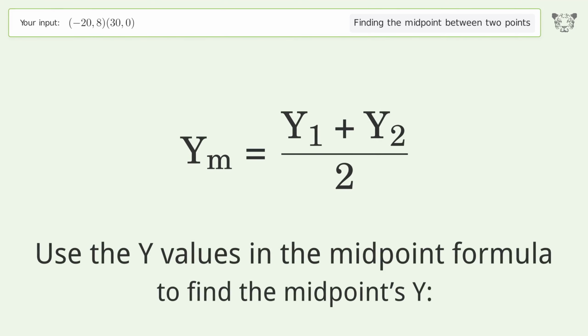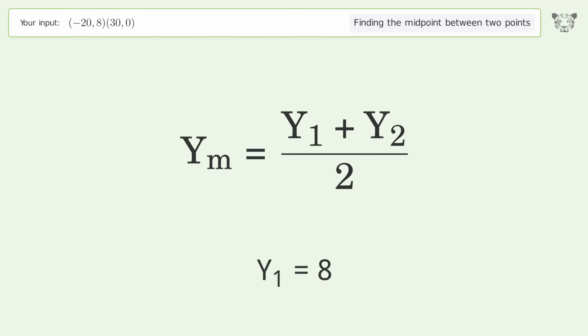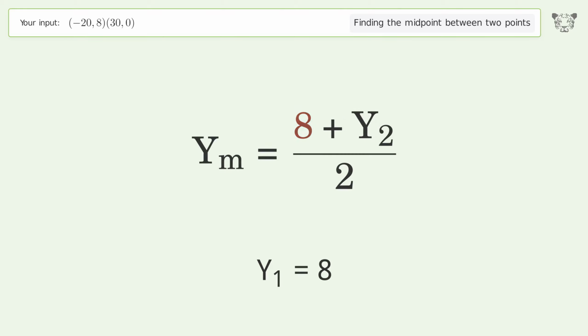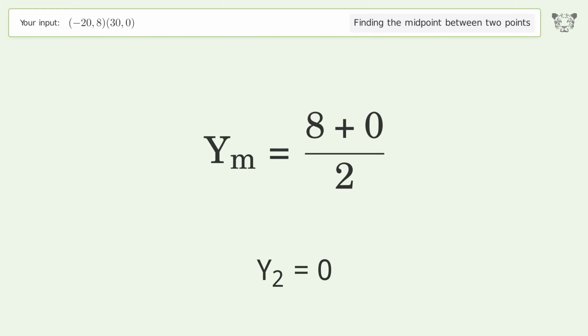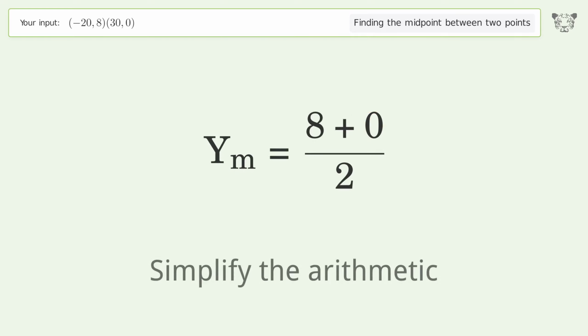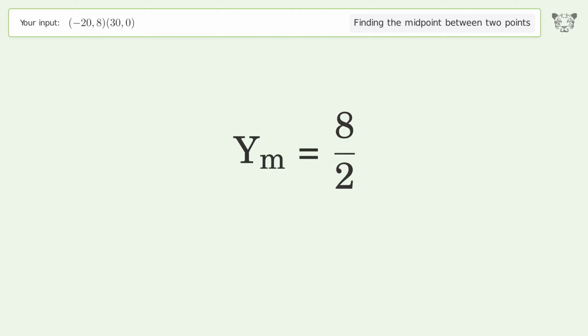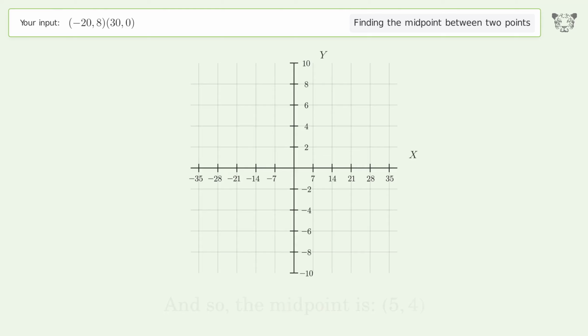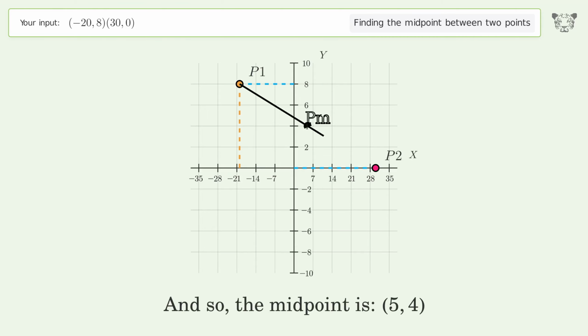Use the y values in the midpoint formula to find the midpoint's y. y1 equals 8. y2 equals 0. Simplify the arithmetic. And so, the midpoint is 5, 4.